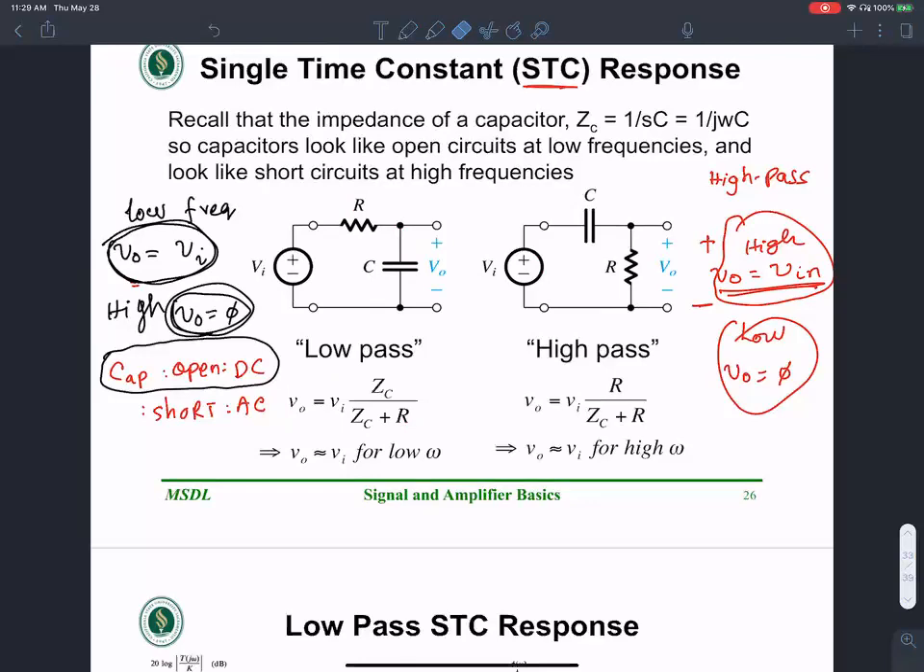Questions, please. Okay, why do we need the resistor in parallel to the load on the high pass if it's just an open circuit at low frequency?